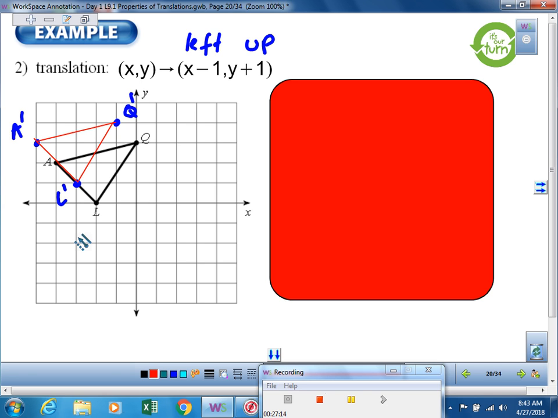And it should be the same shape. You see how the Q is over here on the top right? The Q should still be on the top right. The L is on the bottom. The L prime is on the bottom. It should still be the same physical orientation. And then we're going to write the other rule in words. So this is a translation. And we're going to go 1 unit left.